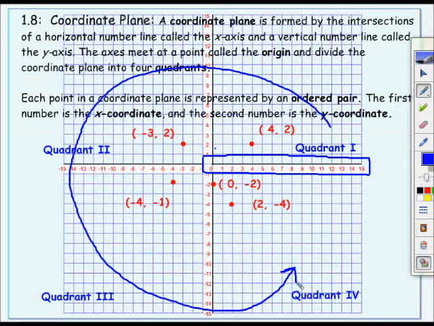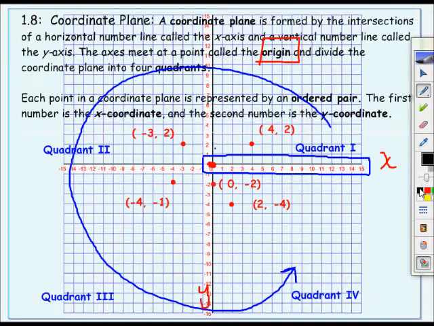The point in the middle, 0, 0, is called your origin. So the origin is right here in the middle of our two axes. We have an x-axis and we have a y-axis. X comes before y, so when we're reading a coordinate point, we read the x direction before the y direction.